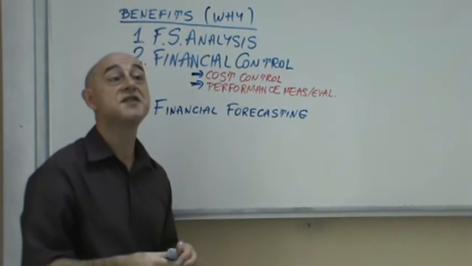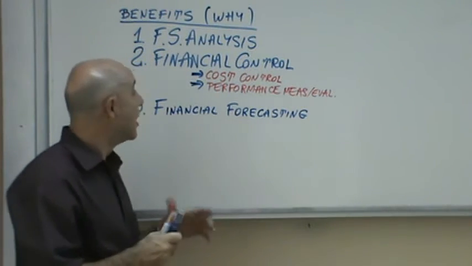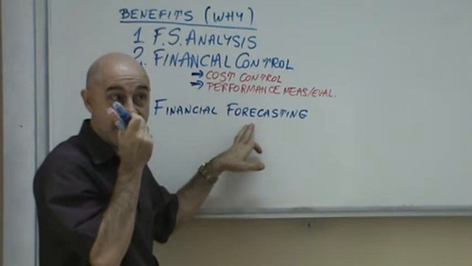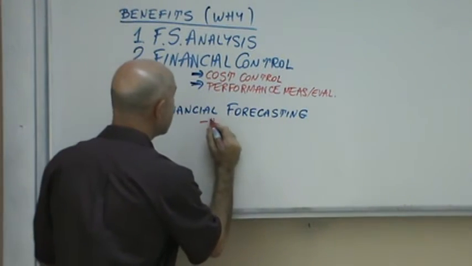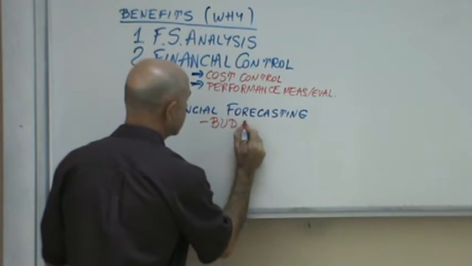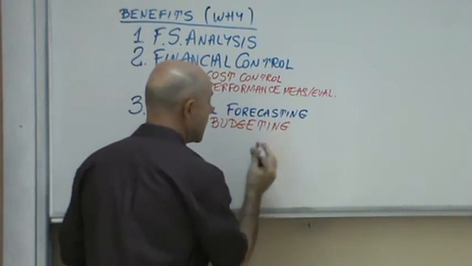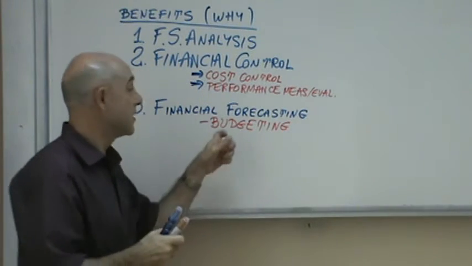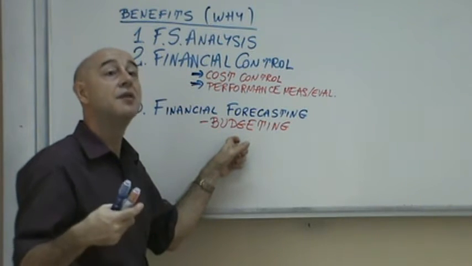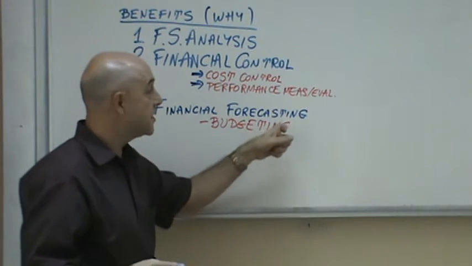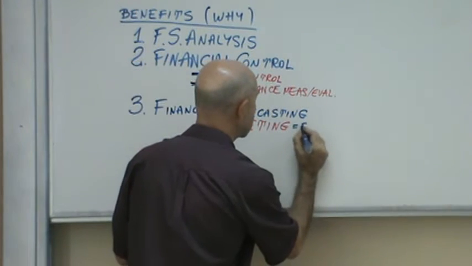You actually want to see where you think you might be in the future. Part of financial forecasting is a tiny little piece called budgeting. Budgeting is the process of creating a financial plan. So budget is exactly the same as financial plan.